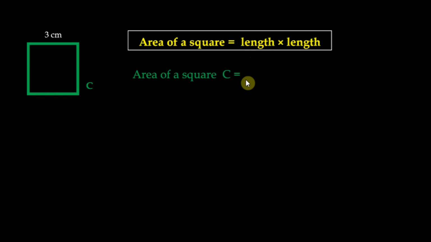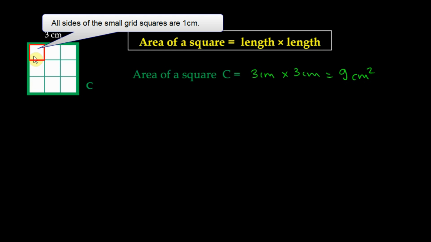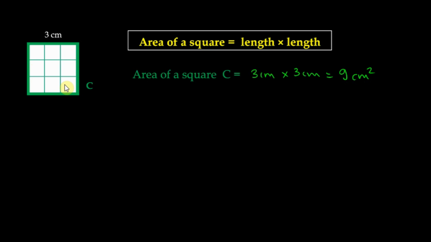Hence the area of square C is 3 centimeters times 3 centimeters equals 9 centimeters square. Let's verify if our answer is correct using the grid method. So we drew a grid with each square of 1 square centimeter. Let's count the grid squares inside this square. There are 1, 2, 3, 4, 5, 6, 7, 8 and 9 grid squares inside square C. Hence the area of square C is 9 square centimeters or 9 centimeter square. So the answer is same as we got using the formula.